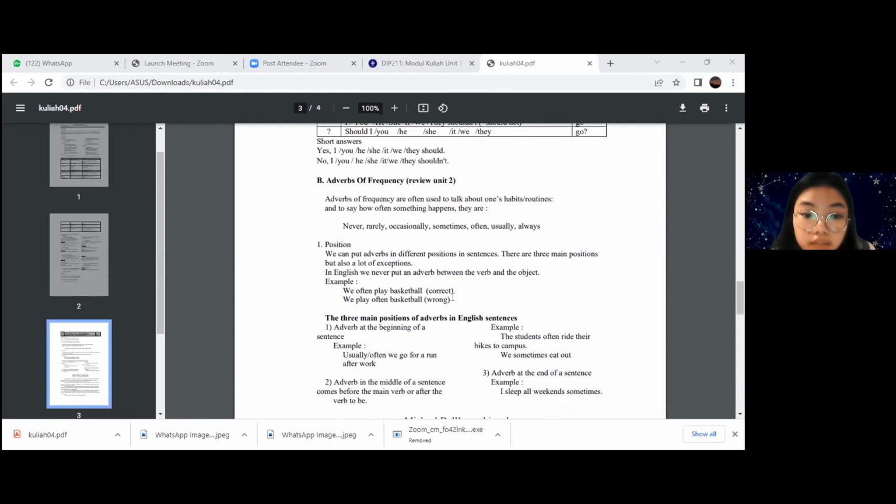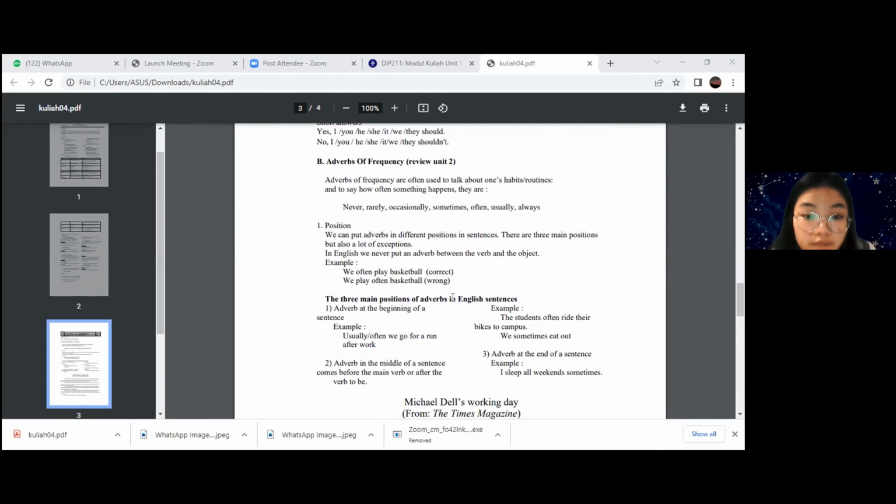1. Position. We can put adverbs in different positions in a sentence. There are 3 main positions, but also a lot of exceptions. In English, we never put an adverb between the verb and the object. For example, we often play basketball. This is the correct answer. We play often basketball. It is the wrong answer.